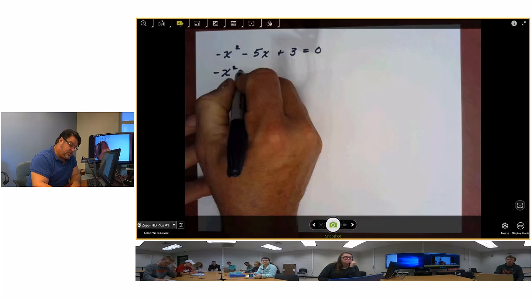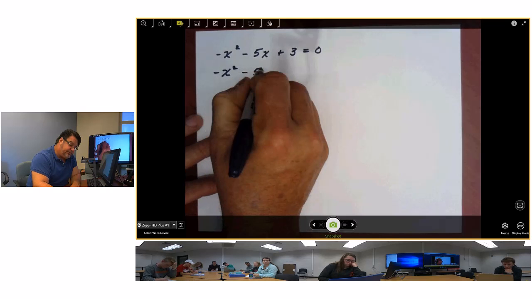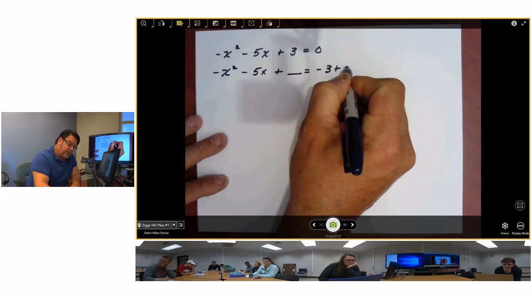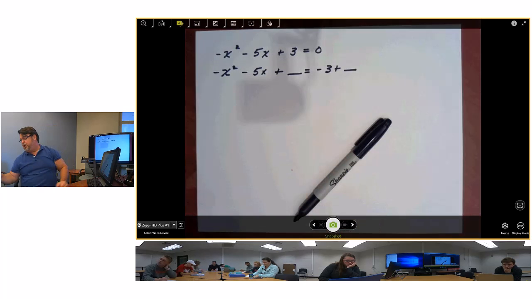All right, negative x squared minus 5x plus blank is equal to negative 3 plus blank. Now factor out the negative 1.